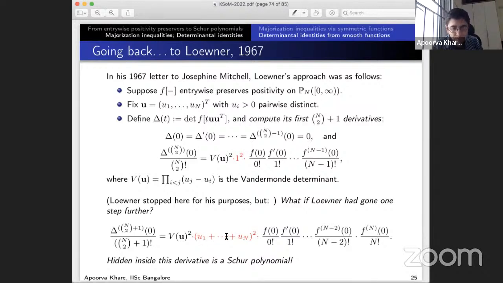But what you also get then is a different Schur polynomial, a different symmetric function squared, and that is the Schur polynomial, think pictorially, for the shape with exactly one box. That one box can be filled by letters from 1 through n. You add them up, you get u1 plus u2 plus up to un, and then the square. So if Loewner had gone one step further, he would have found this symmetric function hiding inside the derivative.